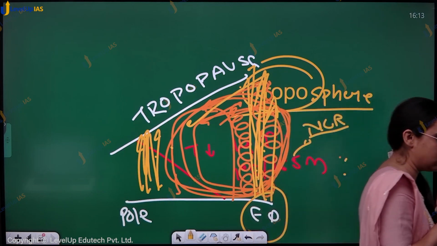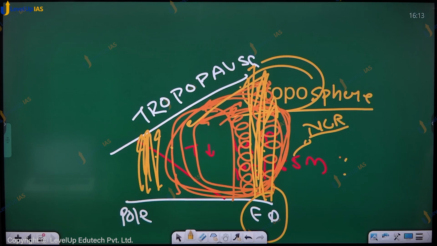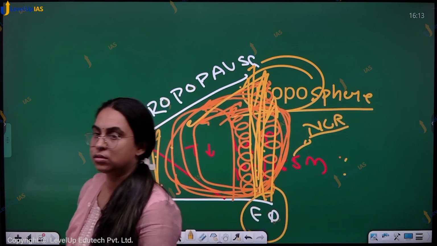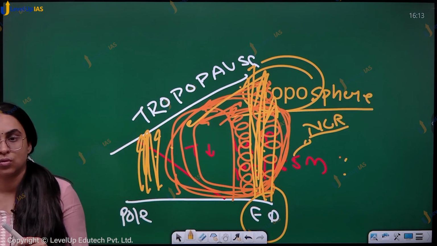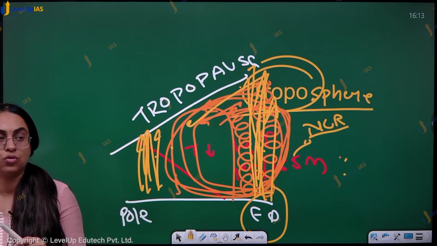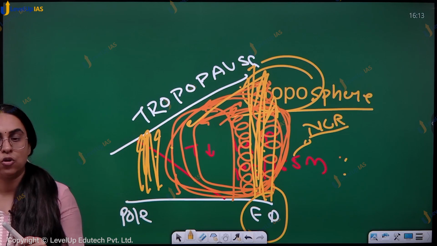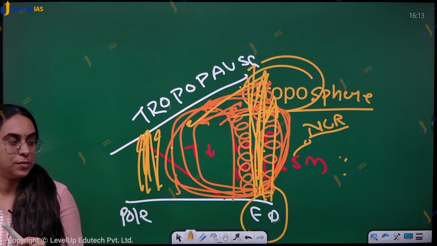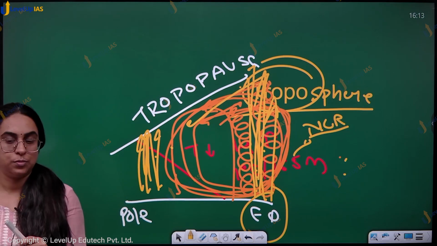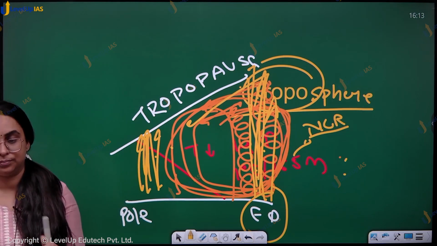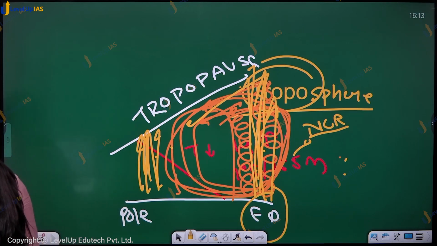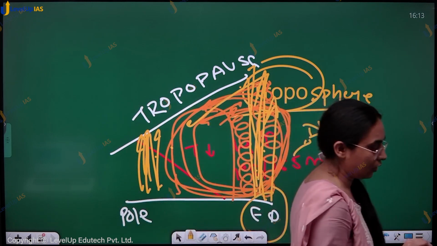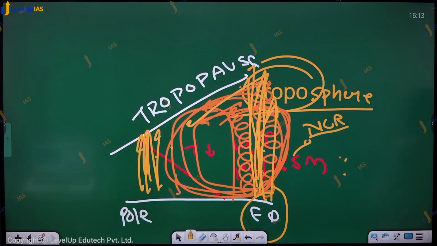Troposphere, write it in this: troposphere is derived from the word tropos, T-R-O-P-O-S, which means turn away. Bracket close, right?